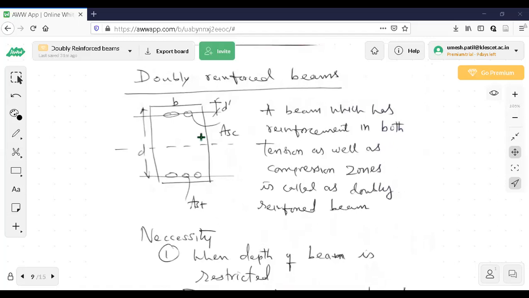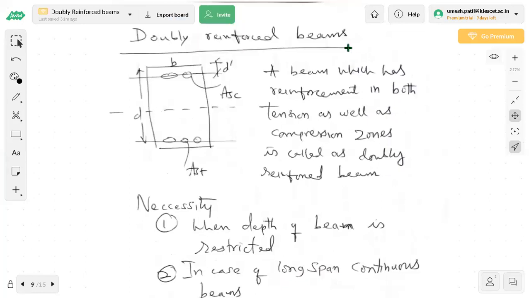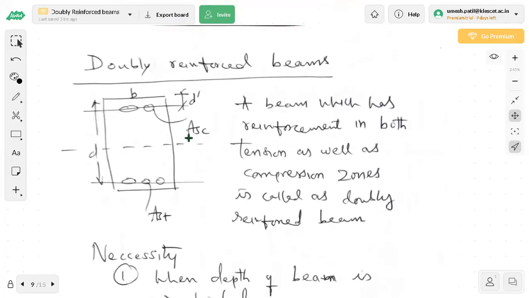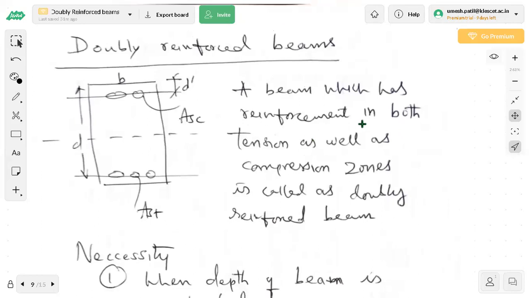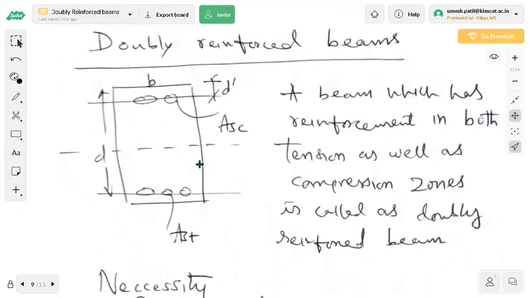So let us see what is this doubly reinforced section. When do we call a beam a doubly reinforced beam? A beam which has reinforcement in both tension as well as compression zones is called a doubly reinforced beam. Now you look at this diagram.